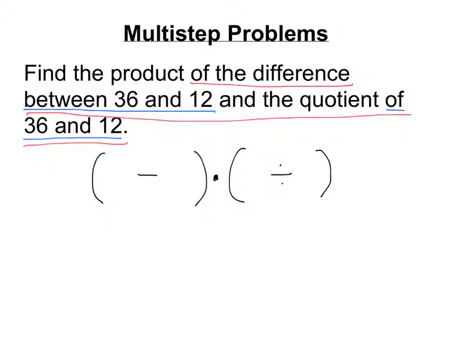Now, fill in the missing pieces. The difference of what? Well, the difference between 36 and 12. And then the quotient of what? Well, of 36 and 12 again.